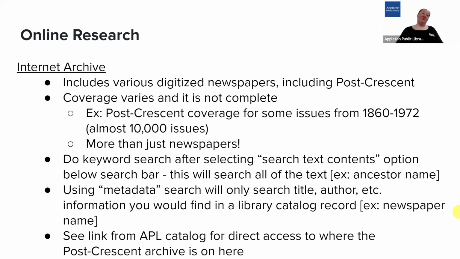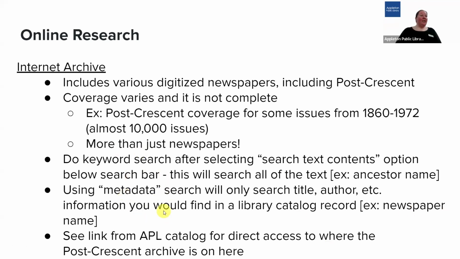They also have more than just newspapers on this website. They've got digitized books or magazines or videos. They've got a little bit of everything on here. What you can do is a keyword search. There's an option, and I'll show you in just a second, that says search text contents. You kind of find it hidden below the search bar. That's where you're going to click in order to search your ancestor's name within what you're looking at first, or within all the stuff. You want to search text contents because it's going to search anything that's within something that's been digitized.